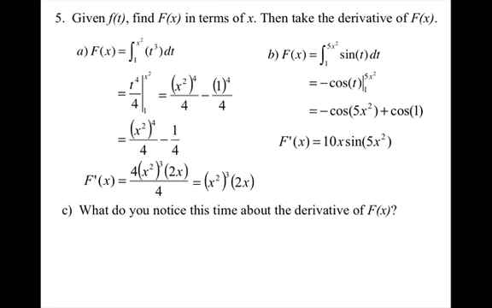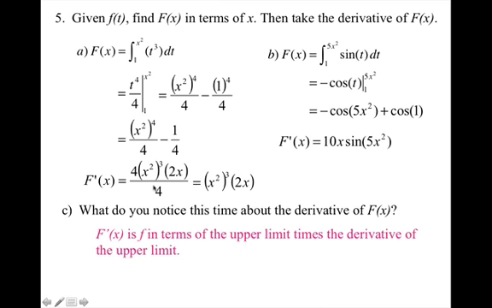Now, the reason why I left these functions not completely simplified, especially this one, I guess technically this one is simplified, is to look at this for part C. What do you notice this time about the derivative of big F? What you should have noticed is that the derivative of big F is still little f in terms of the upper limit. So notice here the upper limit's x squared. My little f is t cubed. Here is the upper limit cubed.